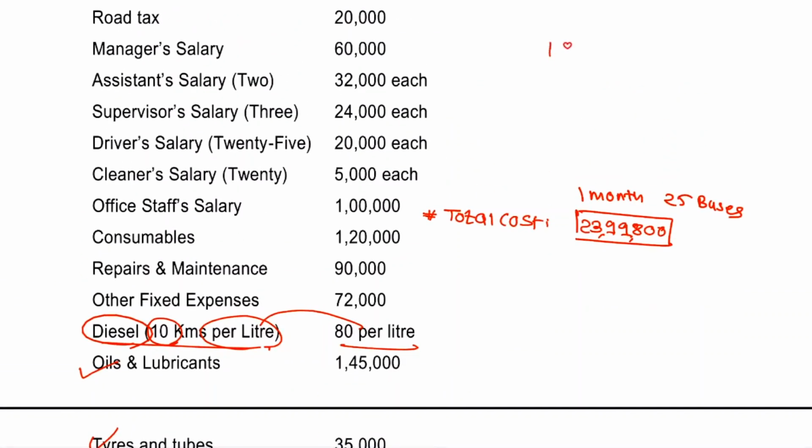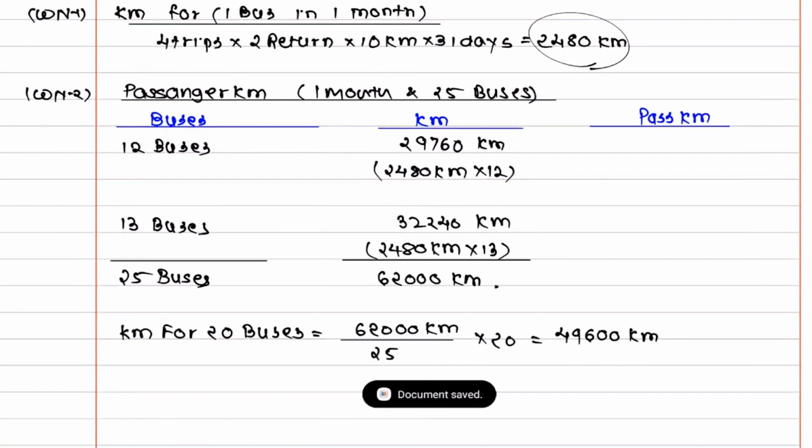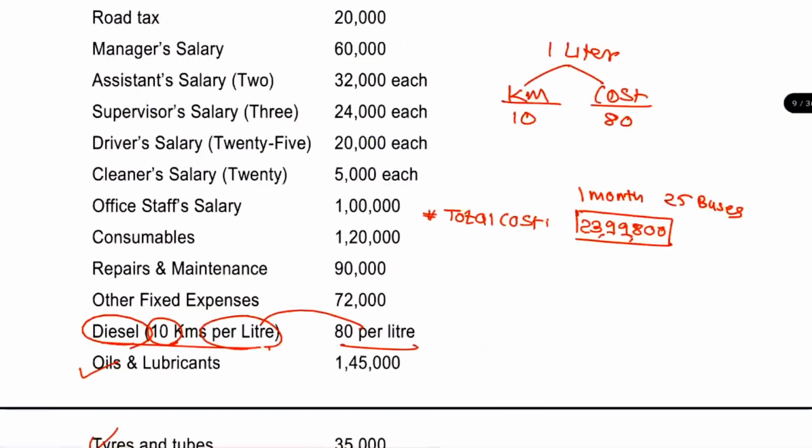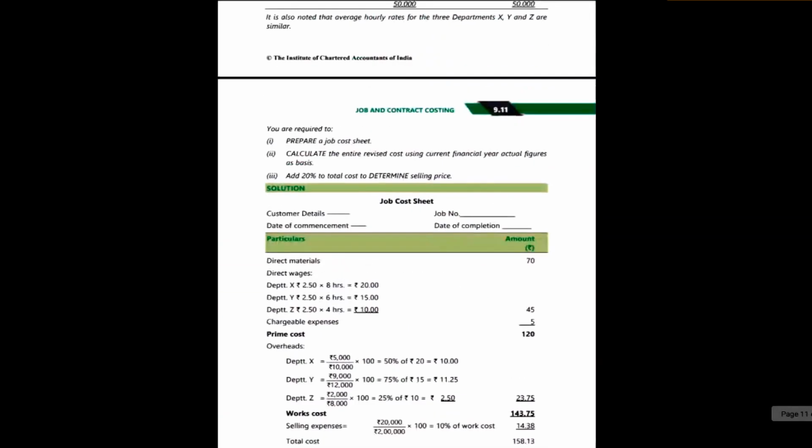So what I can do is, if I put 1 liter of diesel, two things: how many kilometers my vehicle is going to go, and what is the cost that I'm going to incur. So I'm going to incur 80 rupees for that 1 liter. That 1 liter is going to give me a mileage of 10 kilometers. How many kilometers will my buses travel? At a time 20 buses can travel. That comes to 49,600. Hello, I hope everybody is getting this. So 49,600, and if I cross multiply 49,600 into 80 divided by 10, that is 396,800. That is going to be your diesel cost.